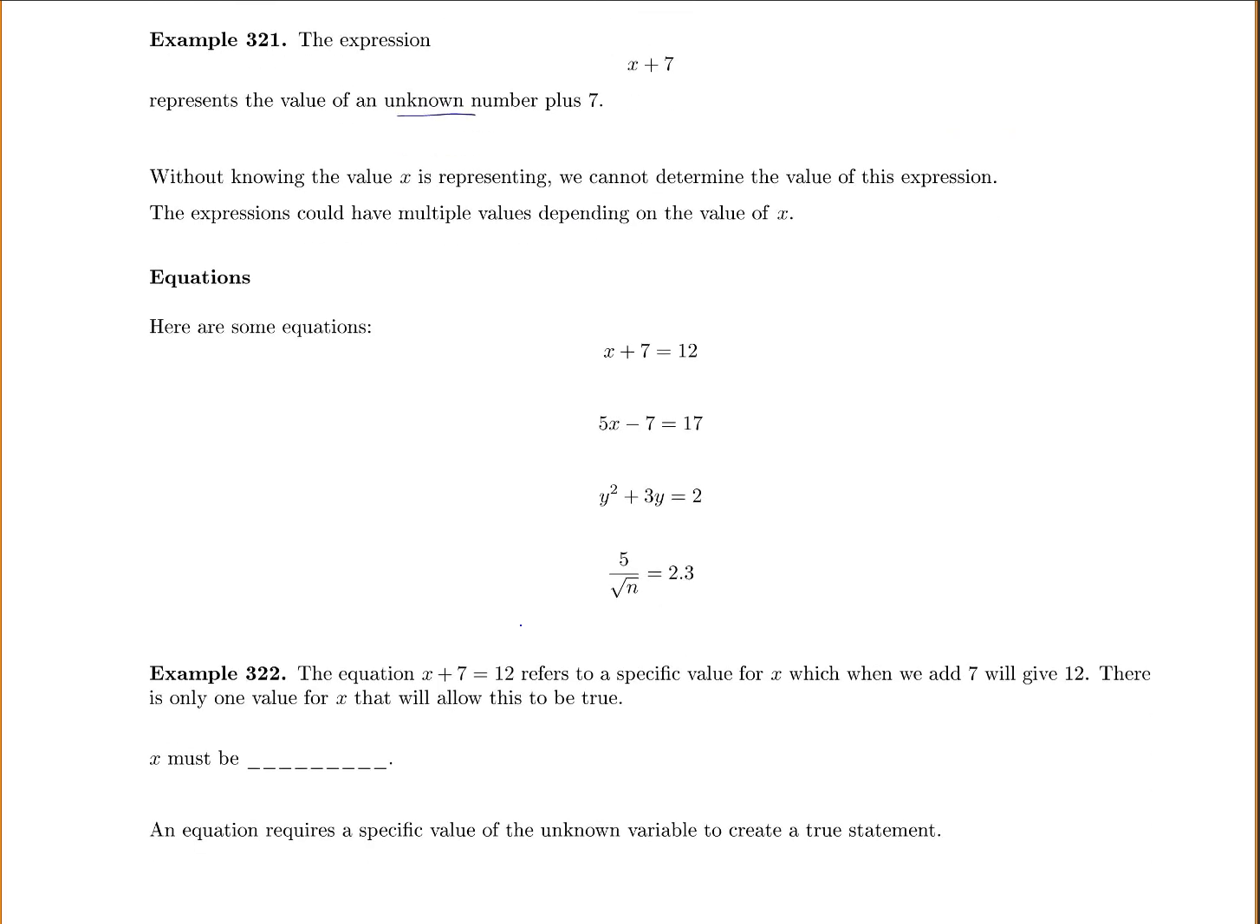But then we switch to equations, which are much more common. So like here are some different equations. Notice all of the equations have an equal sign. So in this example, the equation x plus 7 equals 12 refers to a specific value of x for which if we take that x value and we add 7, we'll get 12. So there's actually only one x value that will let this be true, and that would be 5, because 5 plus 7 is 12. So x has to be 5.